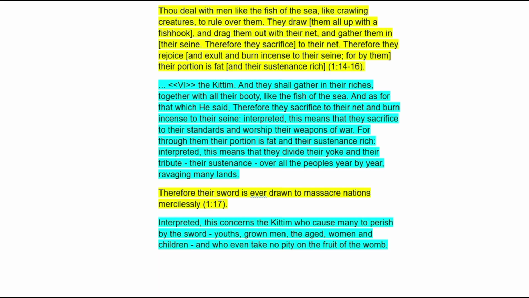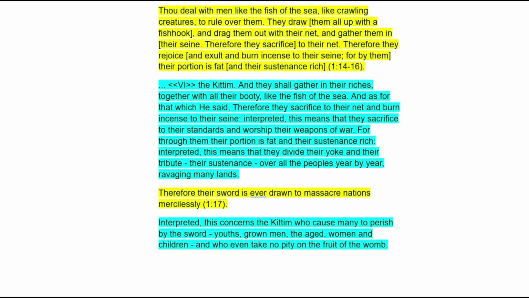Interpreted, this means that they sacrifice to their standards and worship their weapons of war. For through them their portion is fat, and their substance rich. Interpreted, this means that they divide their yoke and their tribute, their substance all over the people year by year, ravaging many lands.